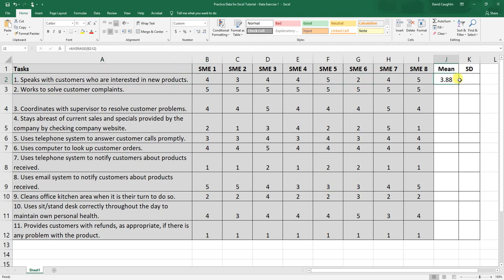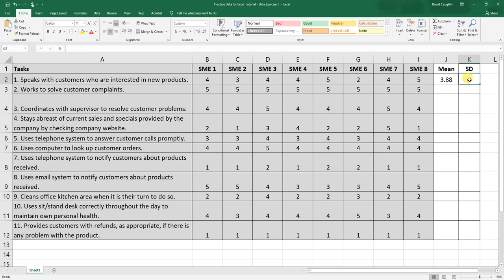If this is a 1 to 5 rating scale that we're using here, this is a fairly high mean. It's not super high. The highest would be a mean of 5. But the next question becomes, what is the standard deviation, or the dispersion or spread, of these scores? In other words, how much agreement do these subject matter experts have with respect to how critical this first task is?